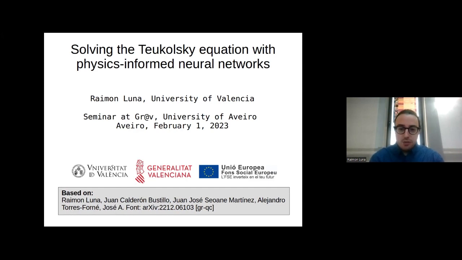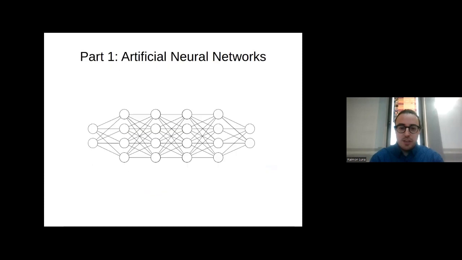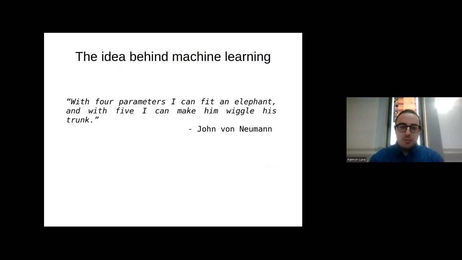So in order to start on the same page, I would like to start with a short review or explanation of what we mean by artificial neural networks, right? And then we can move on to how we can use these for physics. The main idea behind machine learning, not only neural networks but pretty much any machine learning model, is that of a very complicated fit, right?